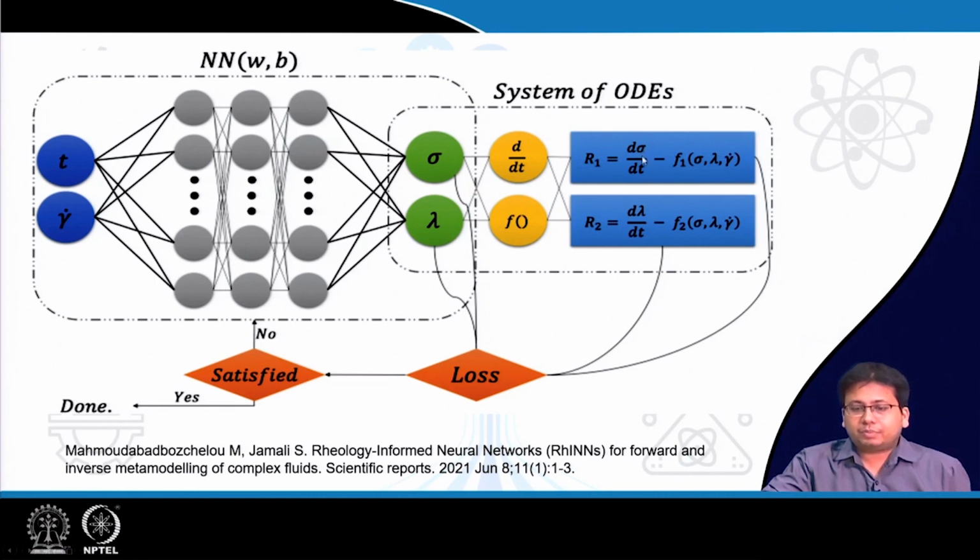So, that is d sigma dt, the time derivative of the variable sigma, is some function f1 of sigma at that point, lambda at that point, and the model parameter gamma dot. And similarly, the time derivative of lambda is also another function f2 of the same things, sigma, lambda, and gamma dot. So these are the two model equations which specify the process based model.